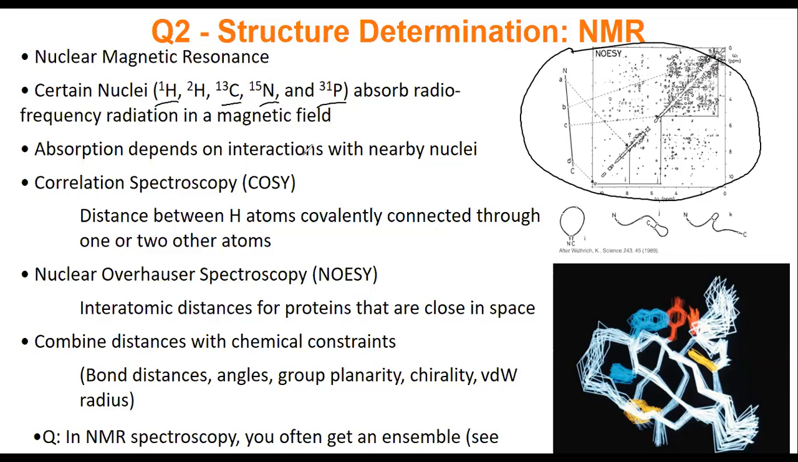So there's two different types of NMR that's commonly done. One's called a COSY, and basically you measure the distance between hydrogens, so this distance that I just drew, when they're connected to one or two other atoms. So every single hydrogen in your structure, you'll measure a COSY for. And then you'll also measure a NOESY, where you'll say which atoms are close.